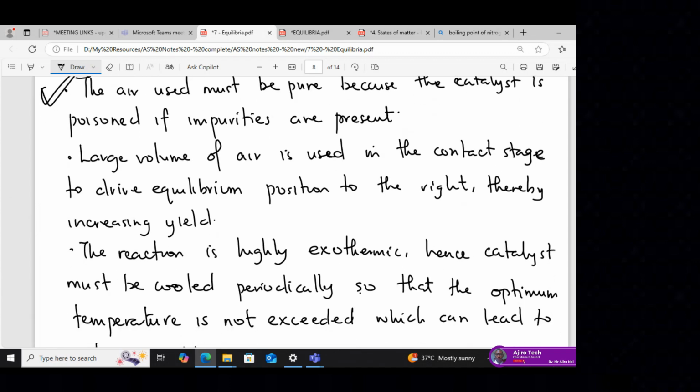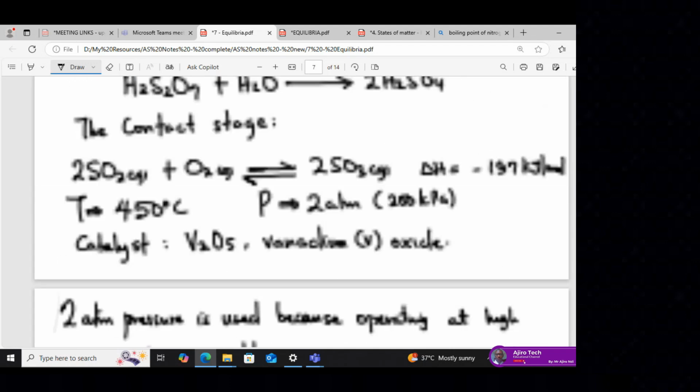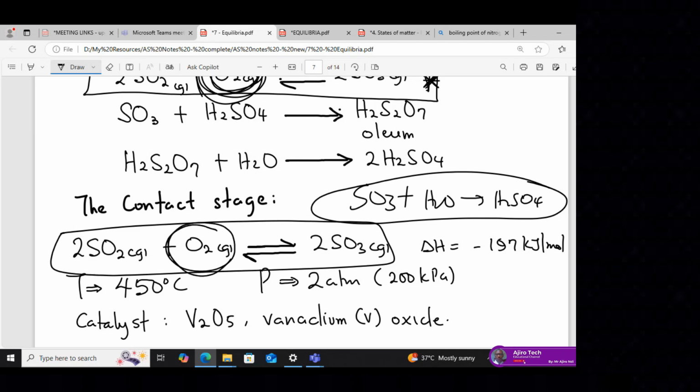Go on. A large volume of air is used in the contact stage to drive the equilibrium position to the right, thereby increasing the yield. Look at the equation. This is the contact stage. Use a large volume of air so that you can get a high concentration of oxygen. What will happen? Equilibrium will go to the right. Am I right?